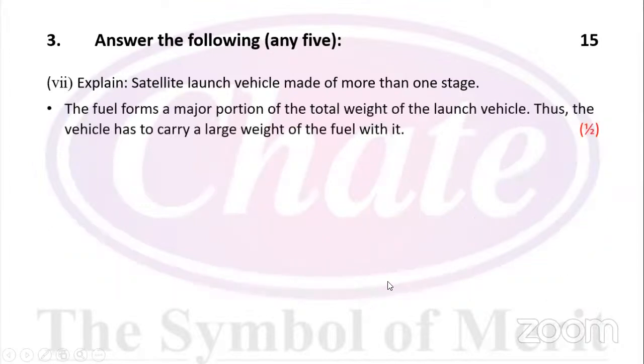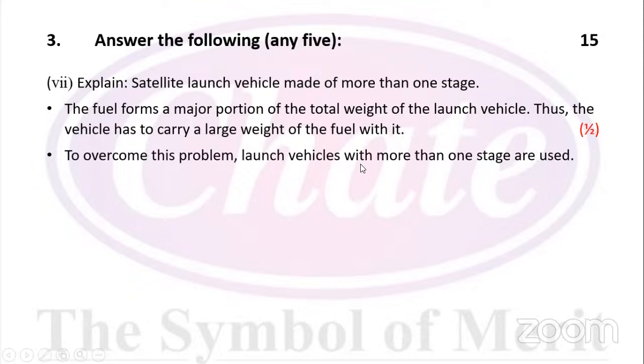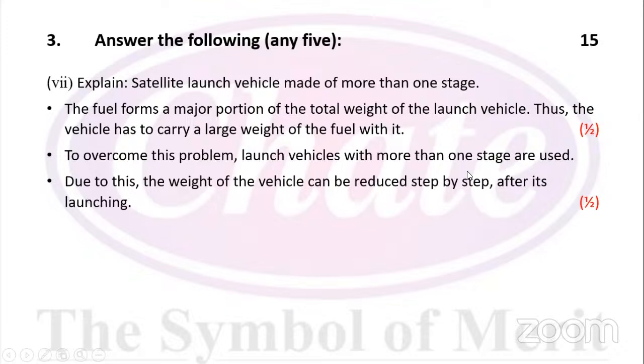Now, here it is a concern. The fuel forms a major portion of the total weight of a launch vehicle. Thus, the vehicle has to carry a large weight of fuel with it. So that is the most disadvantage you can see here. Now, to overcome this problem, launch vehicles with more than one stage are used, and due to this, the weight of the vehicle can be reduced step by step after its launching. Okay, so that is how they overcome the problem.